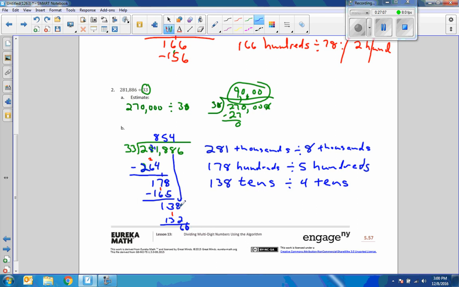6, 6. 8 minus 2 is 6. Bring down this 6. Now it's 66. So 66 ones is the next step. We're going to divide by 2 ones. So if I put a 2 here, 2 times 3, 6. And we finally get our remainder of 0.